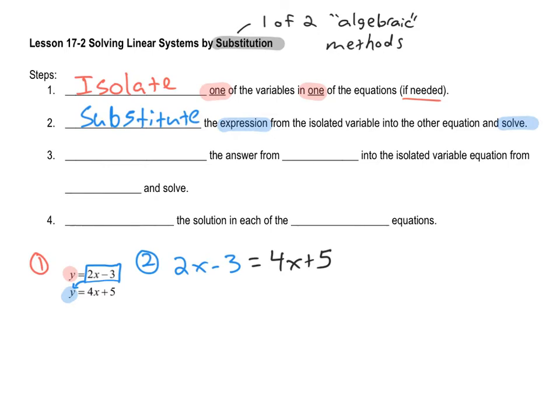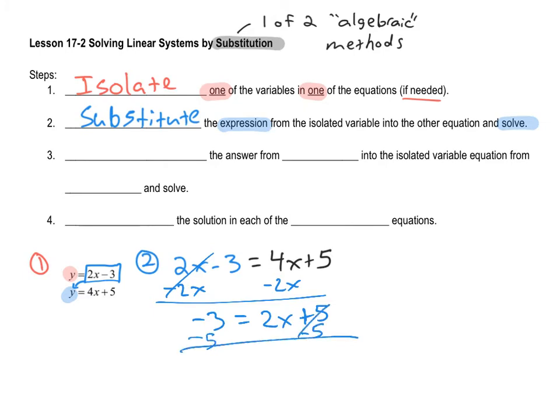So I'm going to go ahead and subtract 2x from both sides. What's the next step here to get solving for x? Subtract 5 from both sides. That will give us what over there? Negative 8 equals 2x. Our last step to solve for x here. Divide by 2 on both sides. That's going to be x equals what? Negative 4.